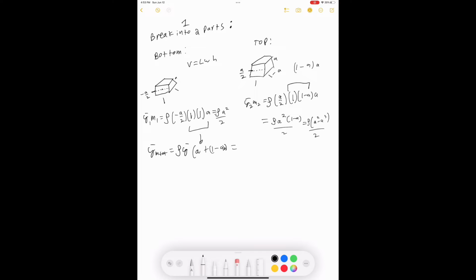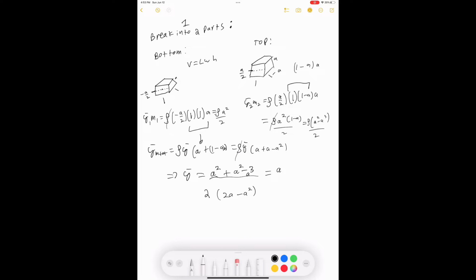Yep, so that's what we got there. And we're going to equate that to the center of mass of each individual part times their masses, which is what we found before. So that's rho times a plus a minus a squared being equal to all that stuff right up there. So we can cancel out the rhos because we have a density in every term, and that's going to say that the center of mass is equal to a squared over 2 plus a squared minus a cubed over 2 also. So the reason we have a squared plus a squared minus a cubed comes from what we found in those top two parts, right?